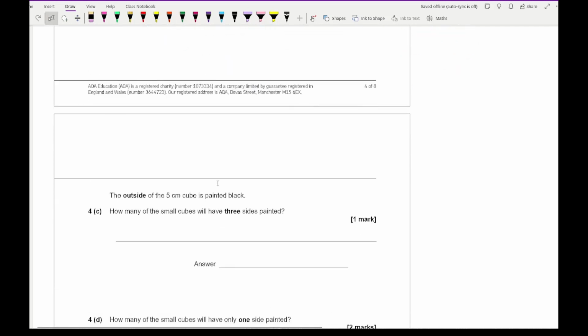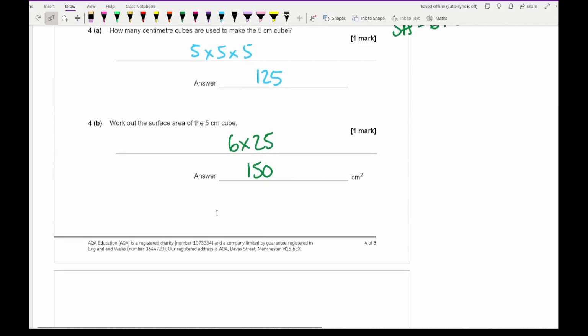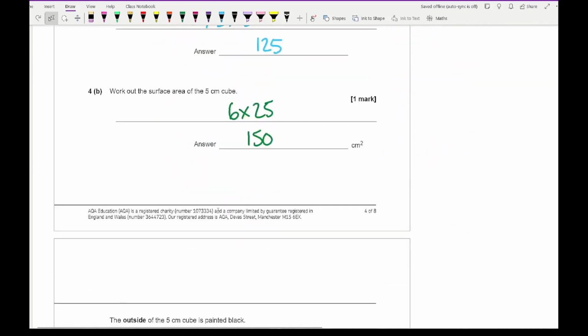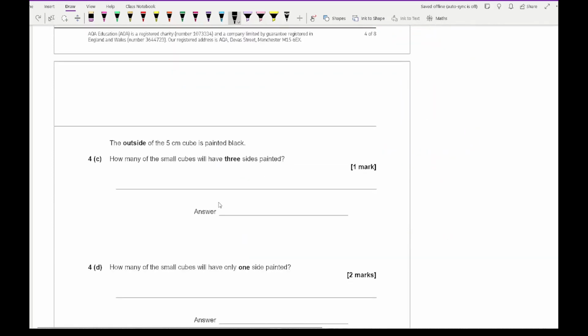Then moving on to question 4C, it says the outside of the 5 centimeter cube is painted black. How many of the small cubes will have 3 sides painted? Now going back to this, basically what this means is it's going to be the corners. And again, how many corner cubes have you got? Well, you're going to have 8 of them. So the correct answer you should have for this is going to be 8.